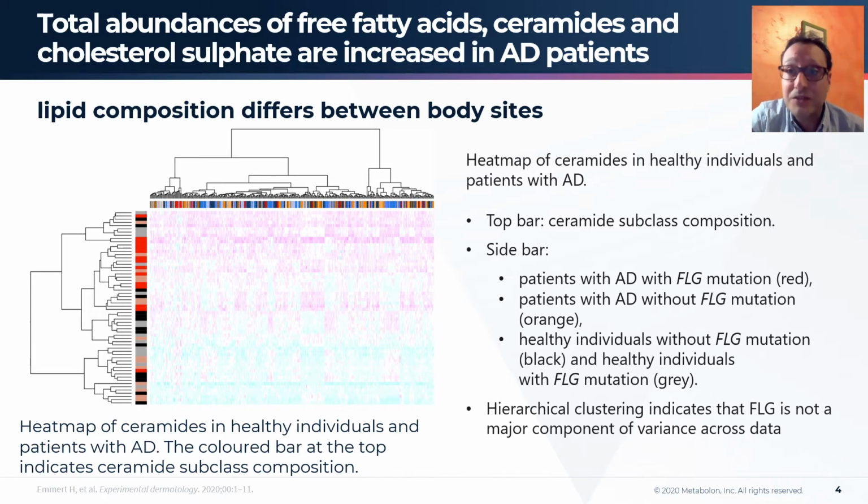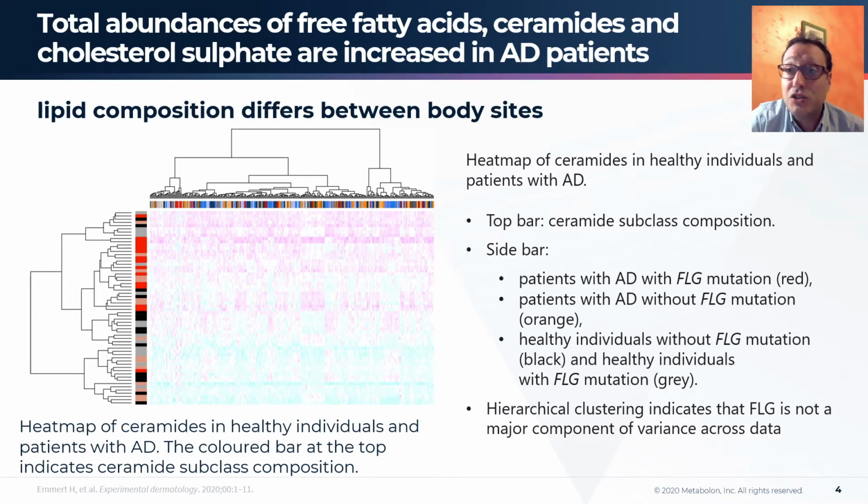To assess which factors are the major components of variance across all samples, researchers used a hierarchical clustering approach, which is what you see on the left. That is the heat map of ceramides in healthy individuals and patients with atopic dermatitis. The colored bar at the top indicates ceramide subclass composition. The colored bar at the side indicates patients with atopic dermatitis with FLG mutation in red, patients with atopic dermatitis without FLG mutation in orange, healthy individuals without FLG mutation in black, and healthy individuals with FLG mutation in gray.